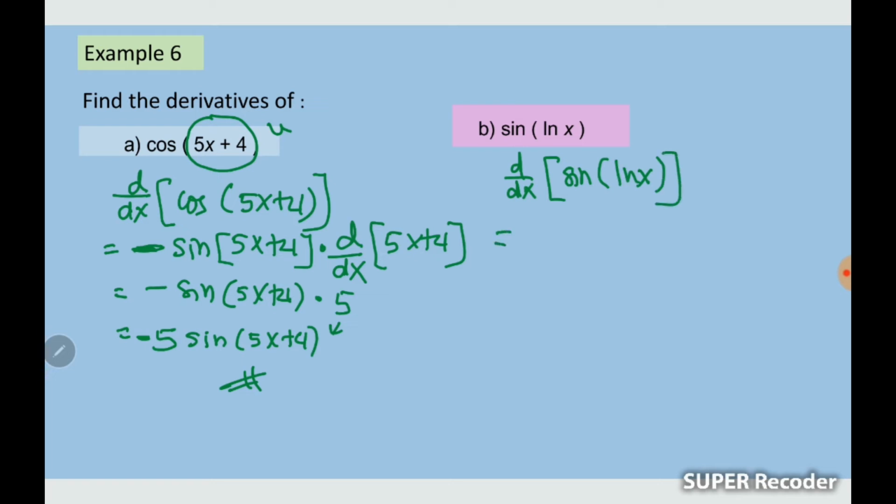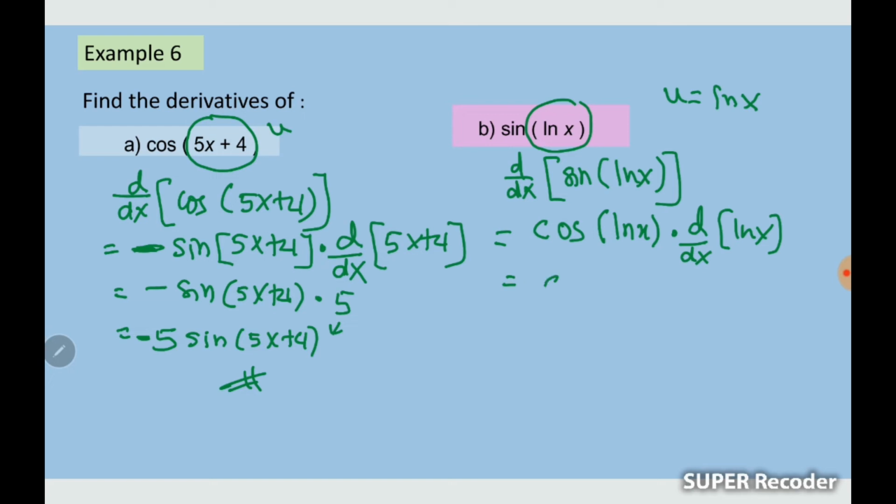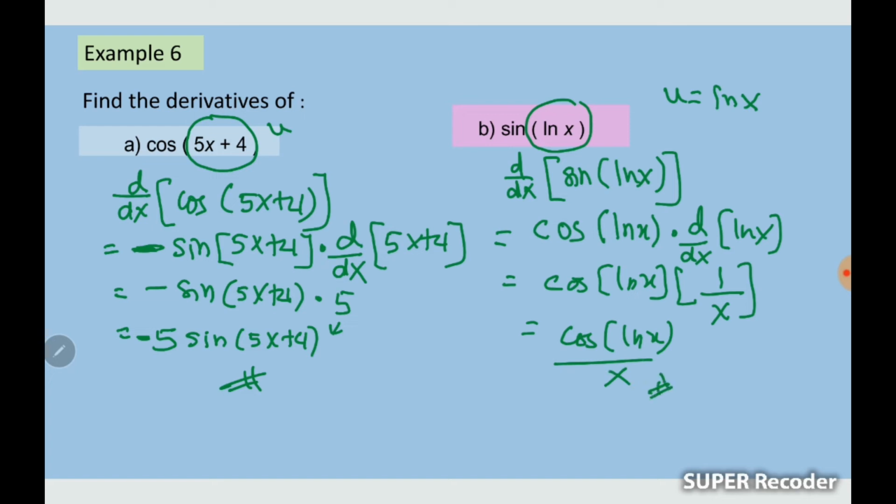So the answer is: differentiate sine, the answer is cos u. So ln x here is u. u equals ln x. Okay, so cos u, what is u? Bracket ln x. Then you haven't finished yet. You have to differentiate u. What is u? ln x. So the answer is cos(ln x). Differentiate ln, we have learned before. Differentiate ln is 1 over x. So the final answer is cos(ln x) over x. Okay.